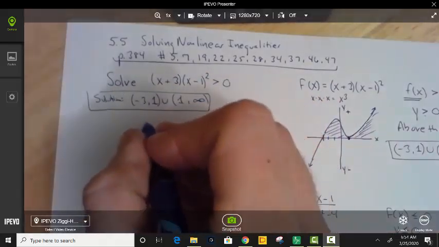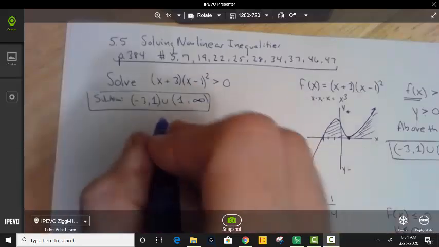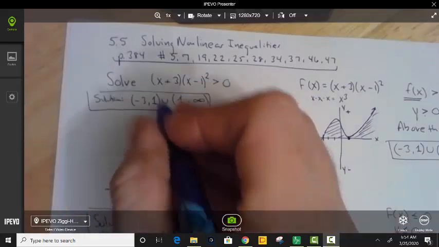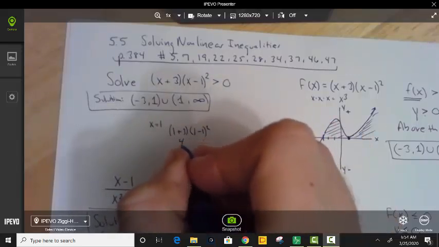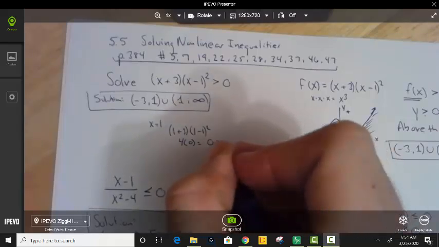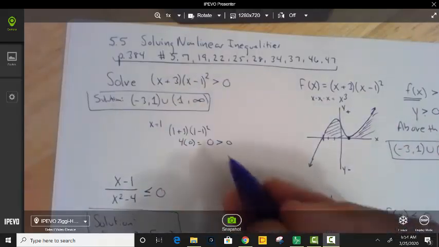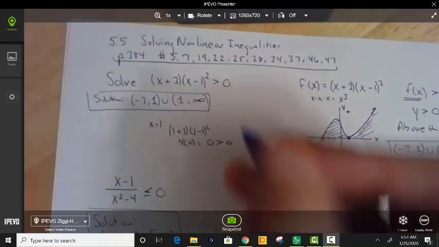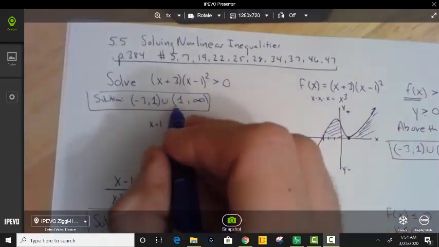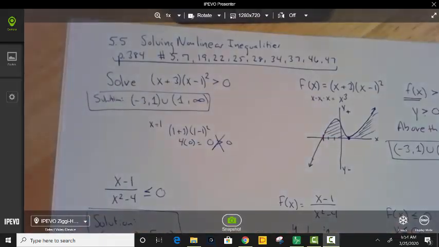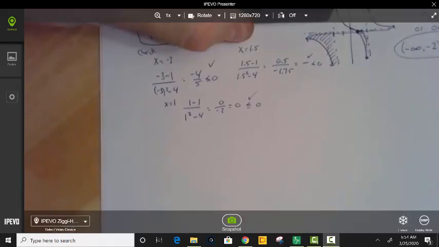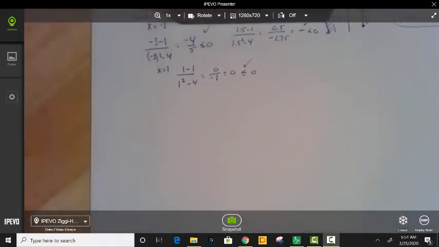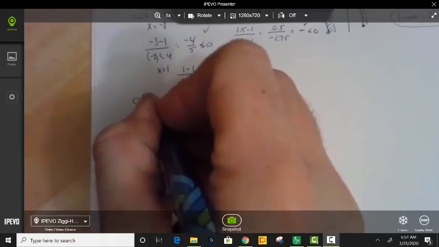Okay, and I'm going to show you why we didn't include 1. If we let x equal 1 up here, this would be 1 plus 3 and 1 minus 1 squared, which is 4 times 0, which is 0. And this is saying we only want the answers that are bigger than 0. So 0 is not bigger than 0, 0 is equal to 0, so this does not check. So 1 gets excluded from the answers, giving us the solution set negative 3 to 1 and 1 to infinity.